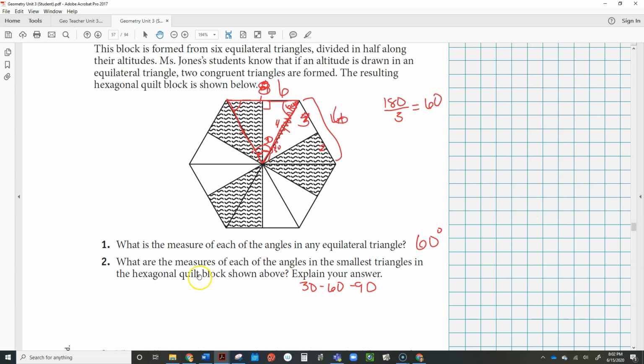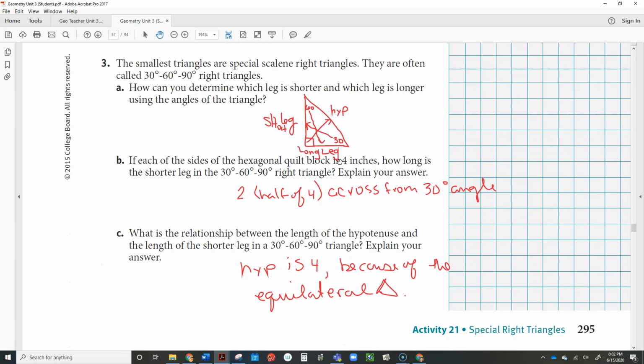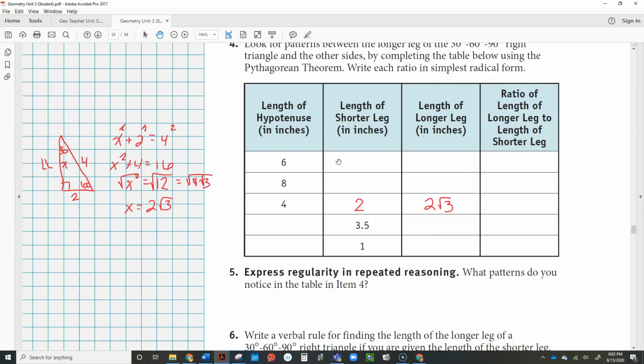Okay, so it looks like the hypotenuse and the shorter side are in a relationship to where the shorter is always half of the hypotenuse. So that's going to be 4, and that's going to be 3. And if this is 3.5, I believe, it is half of 7, and 1 is half of 2. So we've got that part done. So let's make sure we write this down.